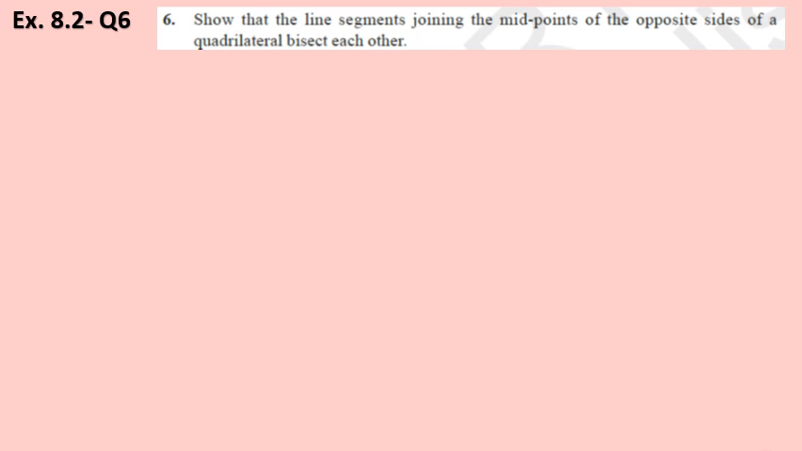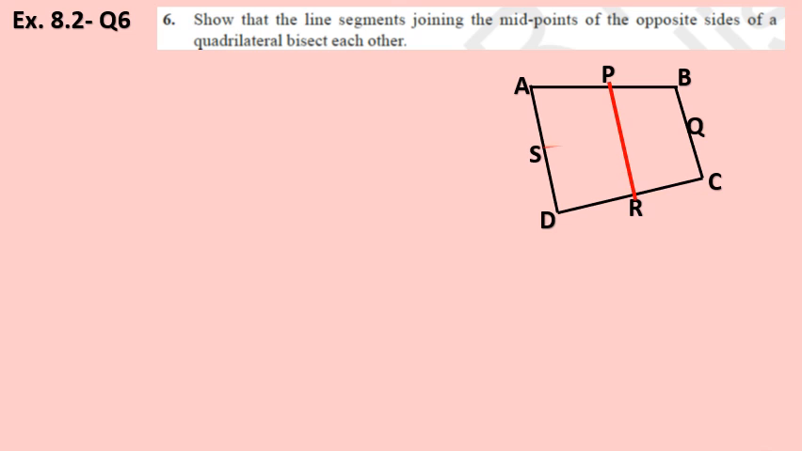Now, next question. Show that the line segments joining the midpoints of the opposite sides of a quadrilateral bisect each other. So, first let us draw a quadrilateral ABCD and let us take the midpoints P, Q, R, S. Now, the line segments joining the midpoints of opposite sides, that is PR and SQ. We need to prove that they bisect each other.